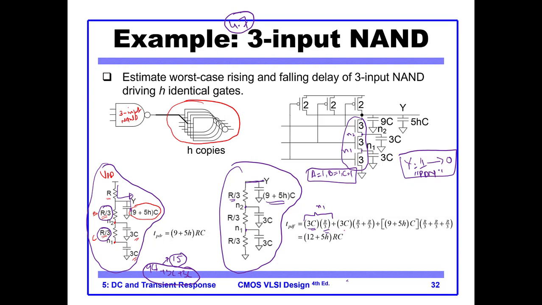On N2 node we have a capacitor of 3C into R by 3 plus R by 3. On the output Y we have a delay of (9 plus 5H) into C into R by 3 plus R by 3 plus R by 3. Okay, so this is a classic example of Elmore delay.